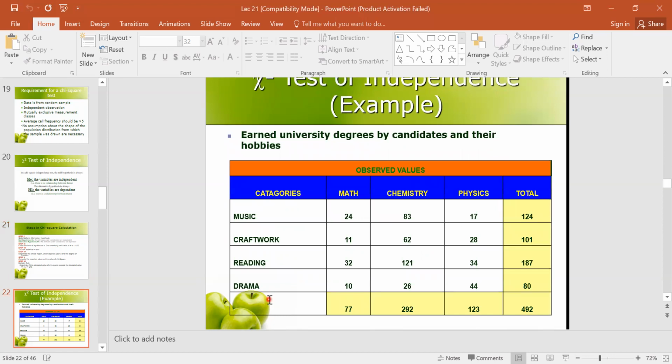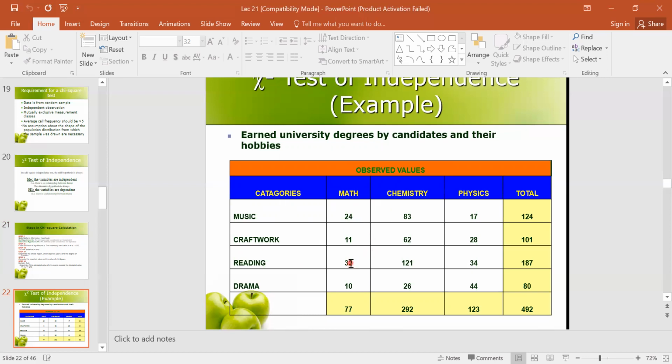Here are the earned university degrees of candidates and their hobbies. In the columns, you can see the degrees in mathematics, chemistry, and physics. And in the rows, you can see the hobbies of students: music, craft work, reading, drama. So we have 4 hobbies with 3 subject degrees. And this value, music and math 24, is known as the observed count or observed frequency.